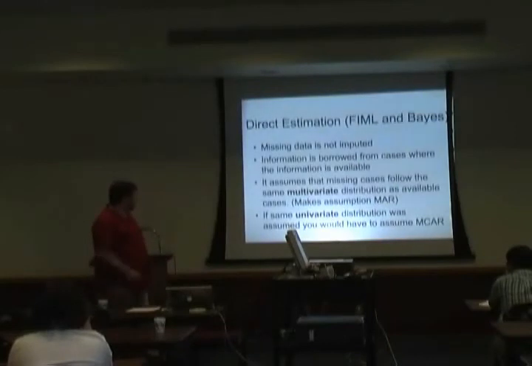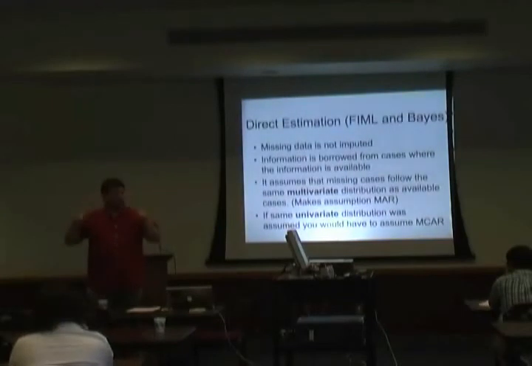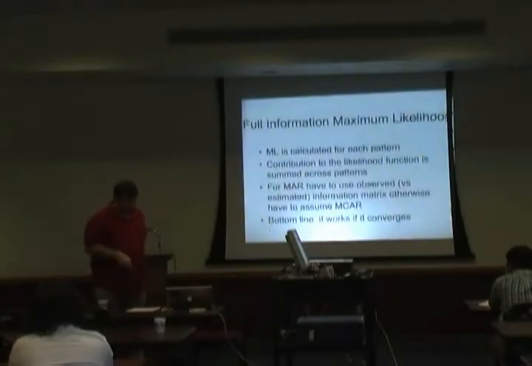Now, in a univariate distribution, you would have to assume missing completely at random, because then there would be no information about where it would lie in the whole distribution. It would just be one distribution, so just a univariate distribution.